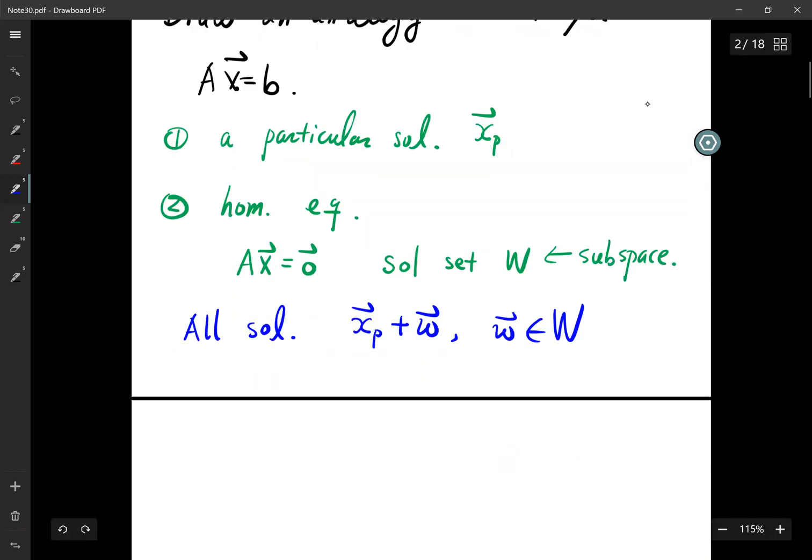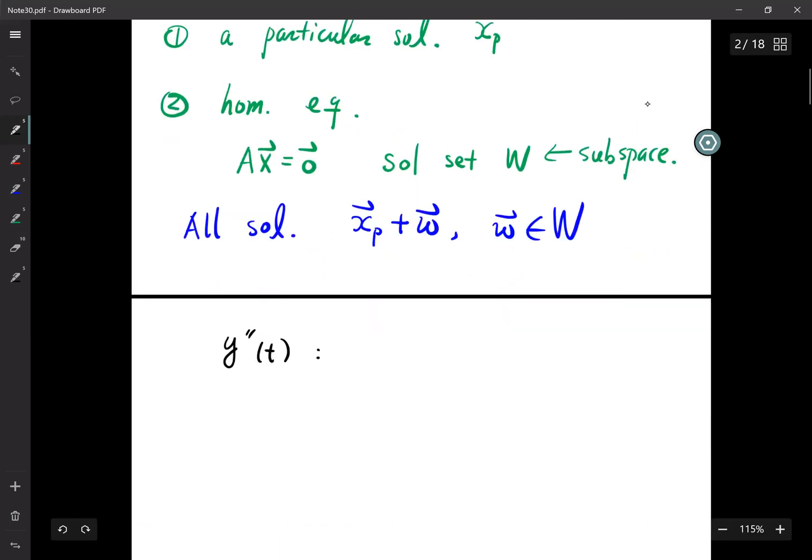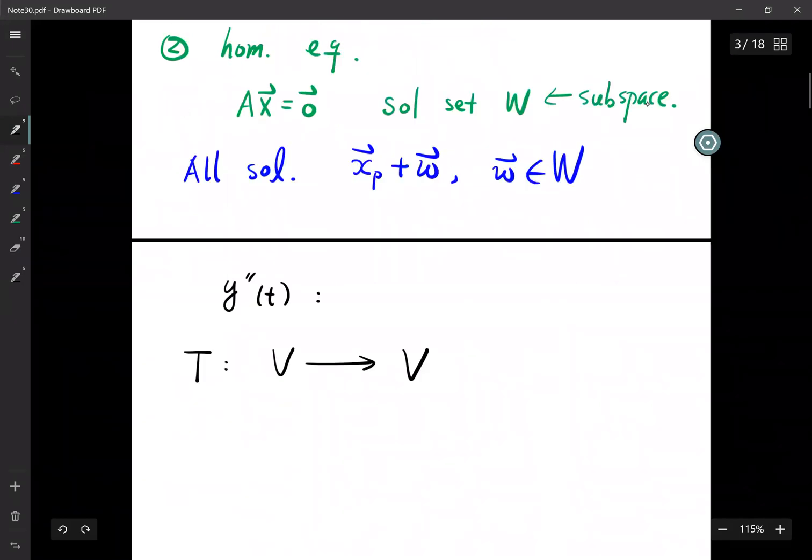So the situation is very similar here. If you look at the left-hand side, I have a y(t). You can think of this as an operator. Let's call it T. T maps a function in a space V to V. What is V? V, let's say, is the vector space of infinitely differentiable functions.